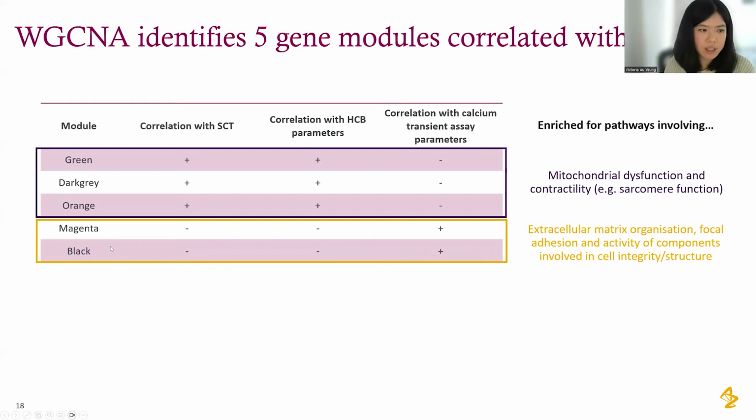Conversely, we have a second cluster of magenta and black modules, which had inverse correlations with SCT and HCB parameters, but were positively correlated with calcium transient assay parameters. And when we look at the enrichment analysis for these, we can see that the genes are enriched in pathways linked to extracellular matrix organization, focal adhesion, and activity of compounds involved in cell integrity and structure. So these results are promising because in the literature, these same pathways have been implicated in cardiotoxicity linked to known structural cardiotoxins.